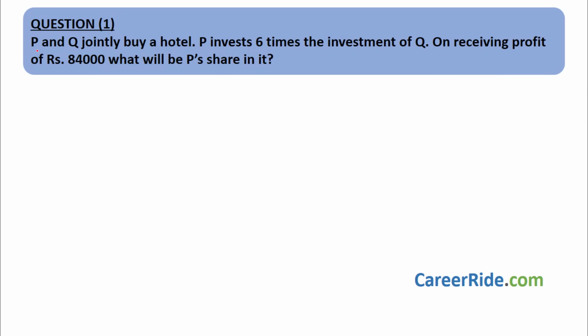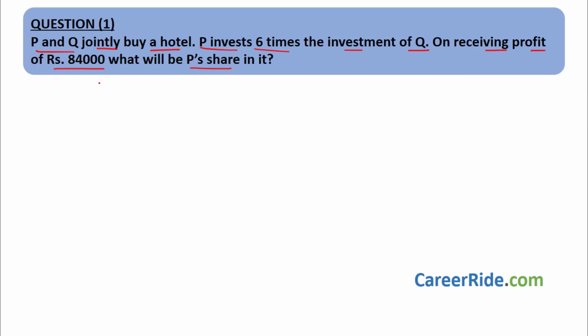Question 1. P and Q jointly buy a hotel. P invests 6 times the investment of Q. On receiving a profit of rupees 84,000, what will be P's share in it? Now this does not require any formula. Using common sense you can very easily solve this sum.